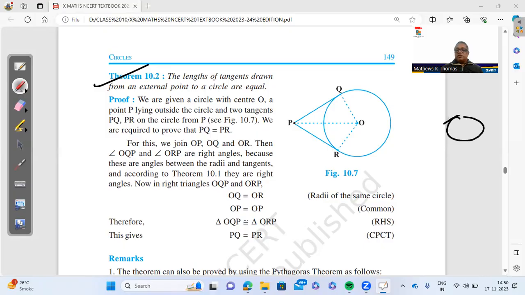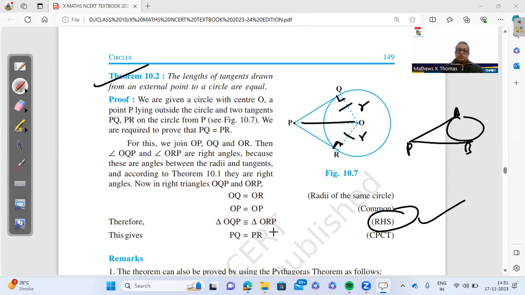So if you are having a circle, we can draw from this point P two tangents, PA and PB, and according to the theorem, they will be equal. You can just join this and prove the triangles congruent. These two are equal by radius, and just now we did the theorem that angle between radius and tangent is 90. So this is 90, and OP is common. So right angle, hypotenuse side, triangles will be congruent by RHS, therefore PQ equal to PR CPCT. So there is no formula as such, but these two theorems you need to do in this chapter of circles.